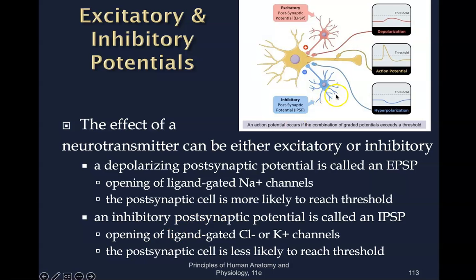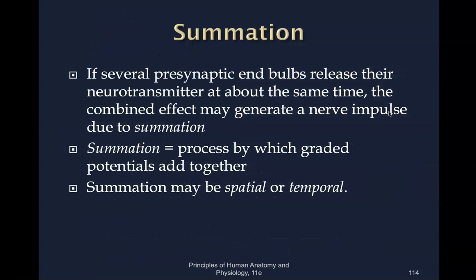And so the inhibitory ones, because they're bringing us farther away from threshold, they're making it more negative in the interior. So they're going to do things like open ligand-gated chloride channels, that's a negatively charged ion, to allow negatively charged ions in, making it more negative. Or open a potassium-gated channel, allowing potassium out and making it, again, more negative on the inside. Okay, so then in these inhibitory postsynaptic potentials, these IPSPs, the postsynaptic cell is going to be less likely to reach threshold, right? Because we move farther away from threshold.